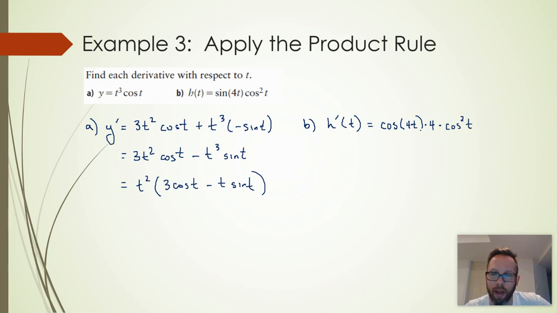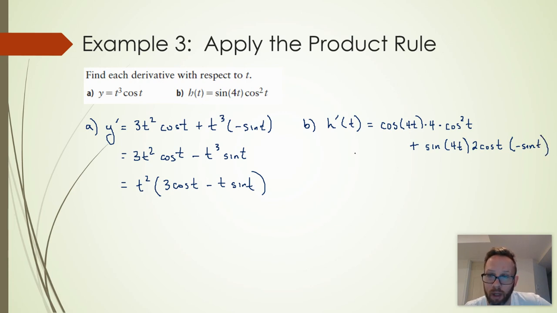Definitely need more room than that. So I'll just bleed into a second line here. Plus, we'll leave the first function alone, sine of 4t. And the derivative of cosine squared t. So you bring down the 2. Take 1 off the exponent. That just leaves you with cosine t to the power of 1, or just cosine t. And the derivative of cosine t is negative sine t.